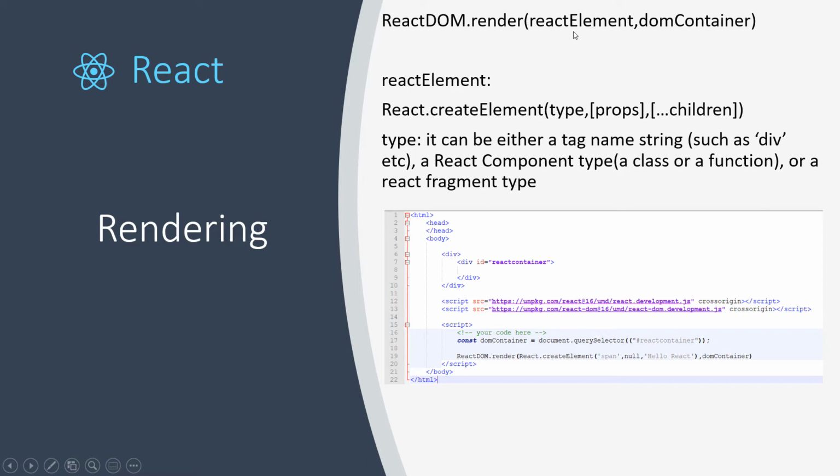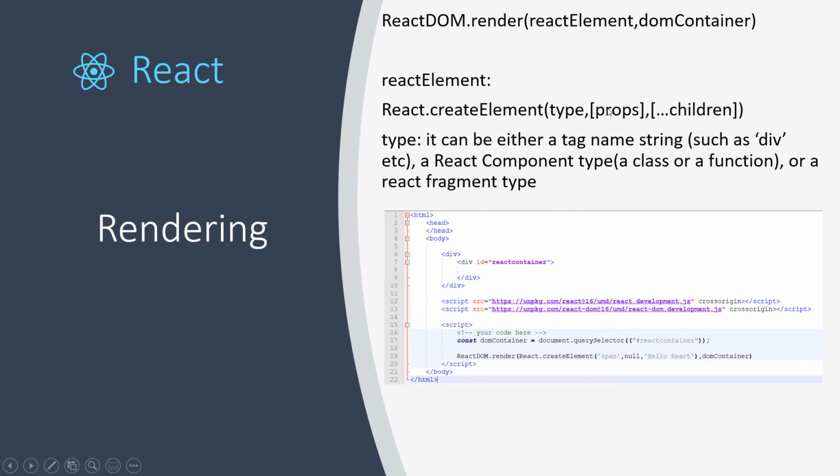Now the point is how to create the React element. For that, there is another object available, that is React, which provides a method createElement. It takes three arguments. One is the type. Type can be an HTML tag name in string format, it can be a component type, or it can be a React fragment type. Don't worry if you don't know about the React component or the React fragment type. In future videos, we will understand all these concepts also.